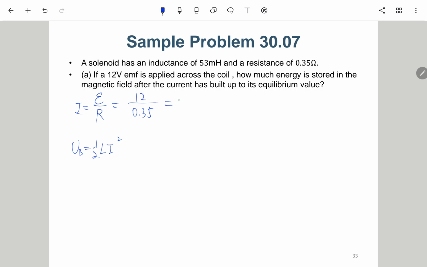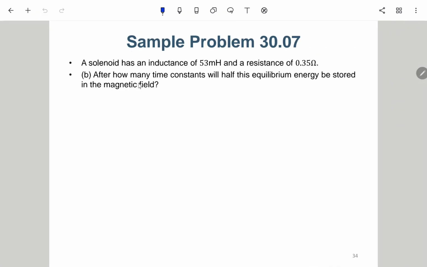So this is actually 34.38. Now we know L and I, and then we can plug in here. This is 1/2 times 53 times 10 to the negative third power times 34.3 squared. So this is 31 joules. Okay, this is pretty easy.